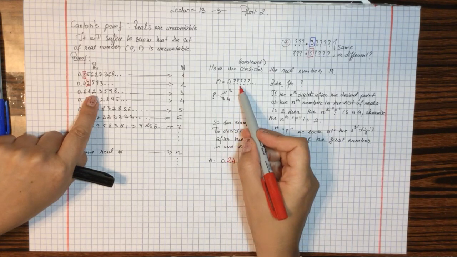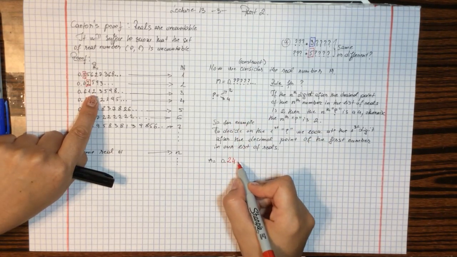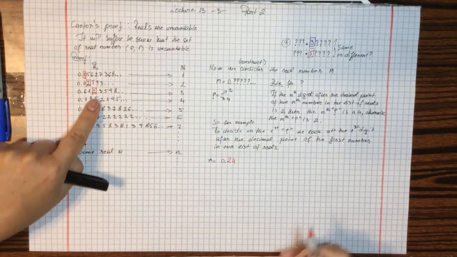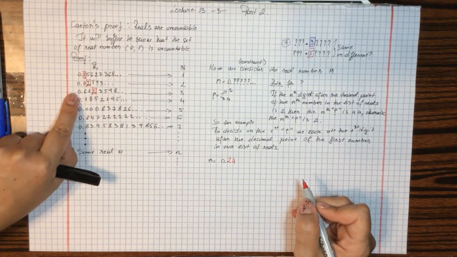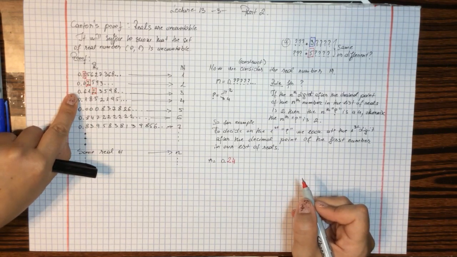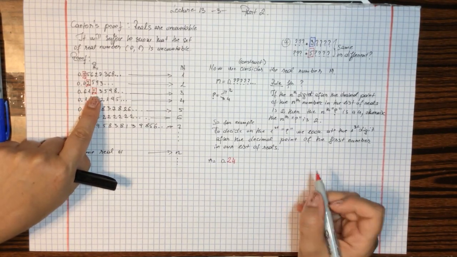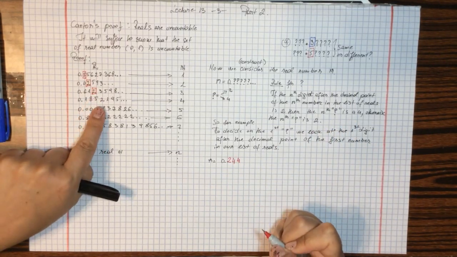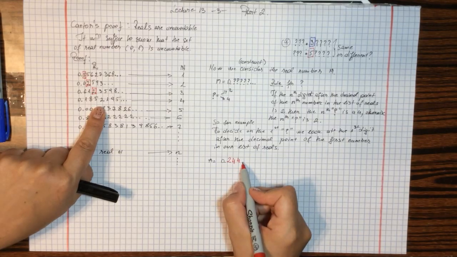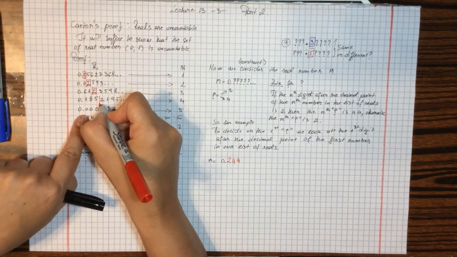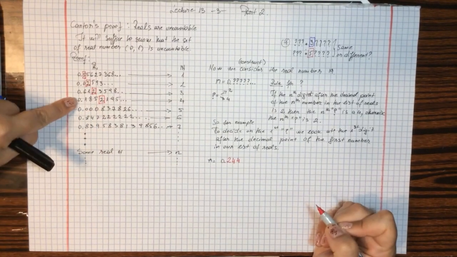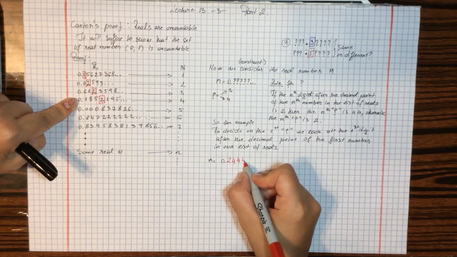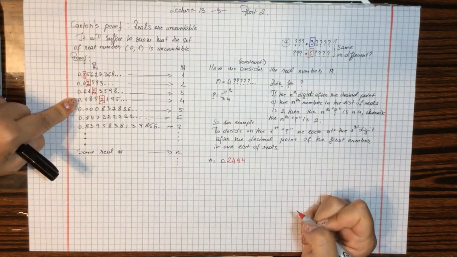To decide on the third question mark, I should look at the third digit after the decimal point of the third real number on our list. That is a 2, which means that my third question mark will be a 4. I'm moving on to the fourth one. I look at the fourth digit after the decimal point of the fourth number in the list. That is still a 2, so I make this a 4.